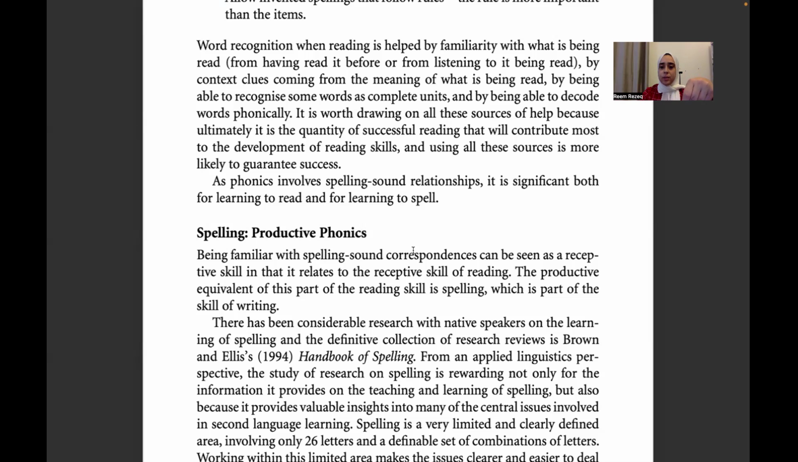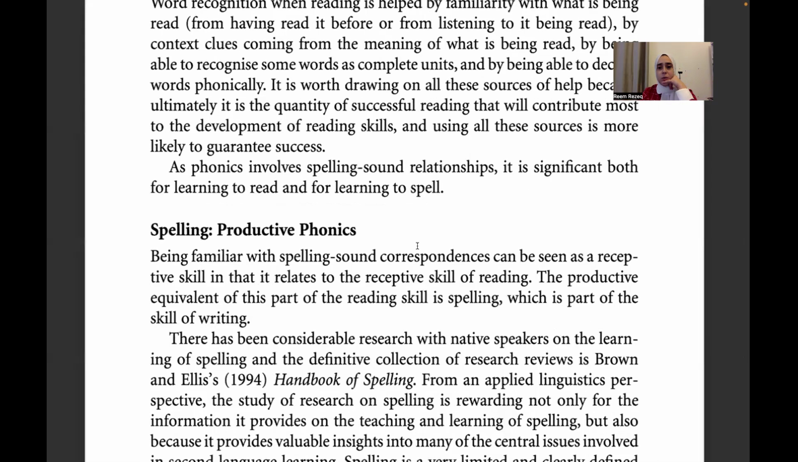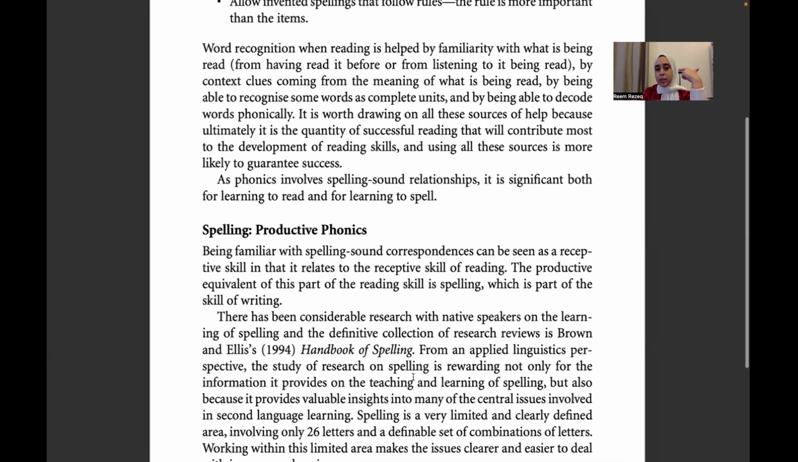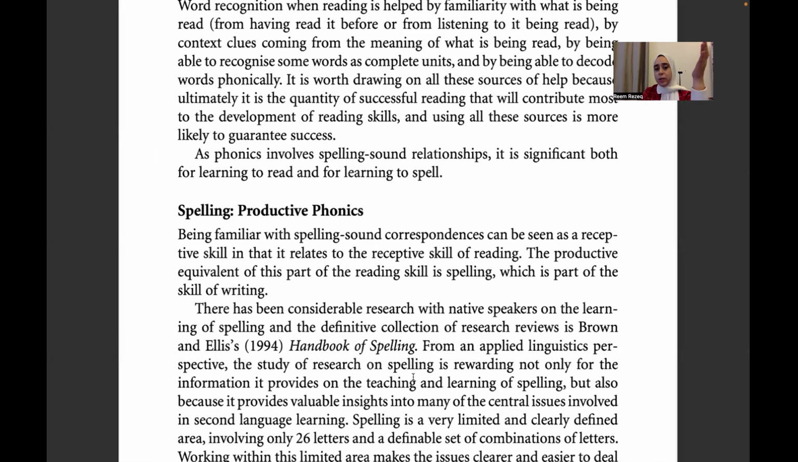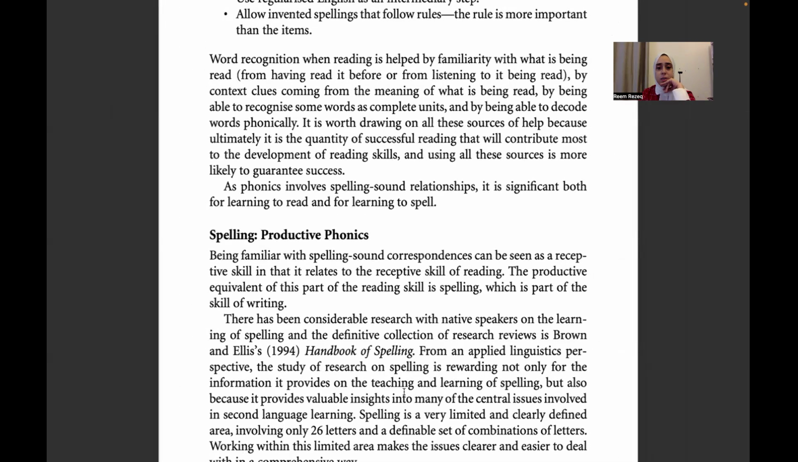Okay, now moving to production phonics. Also here, at the same time, he repeats the same idea: it involves only 26 letters, a set of combinations of letters. Here spelling is a very limited and clearly defined area: we have 26 letters and we're going to pronounce these letters according to phonics.